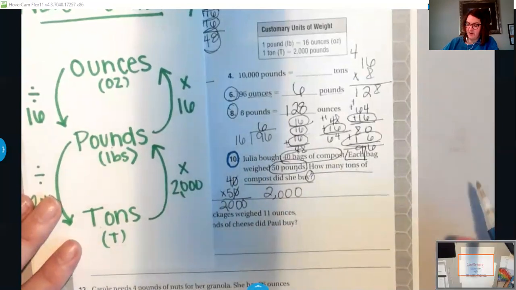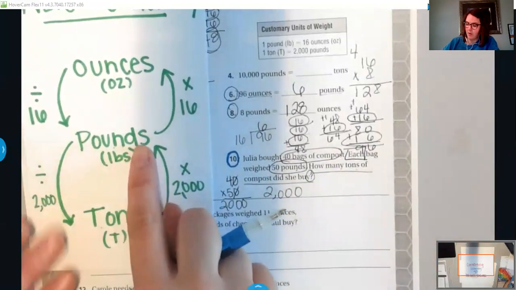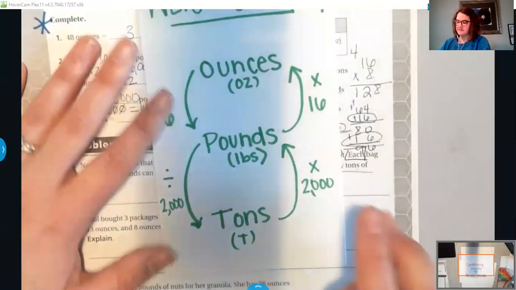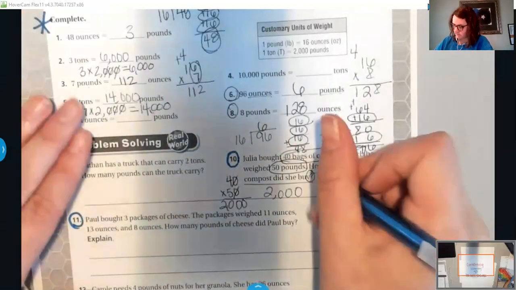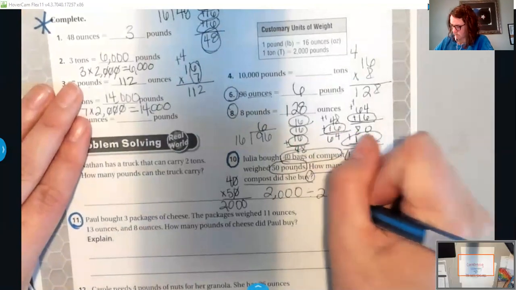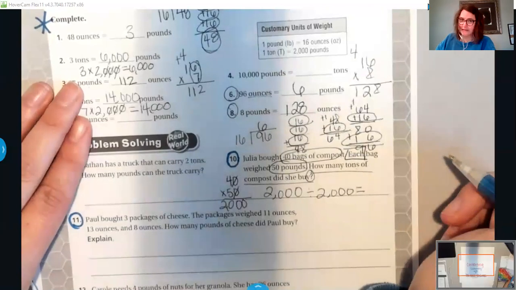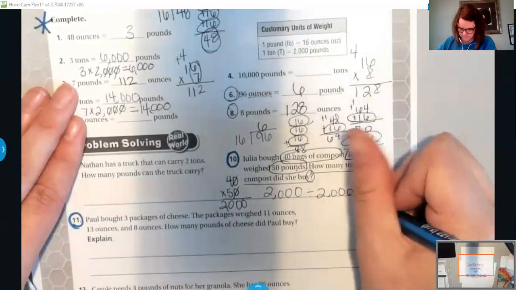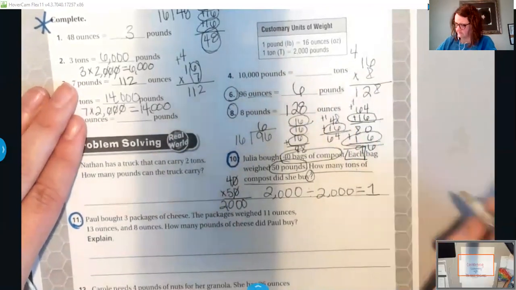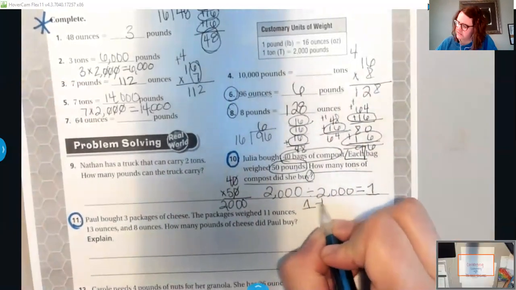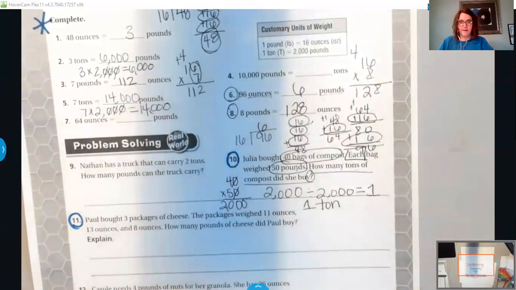I need to now see pounds to tons. I divide by 2,000. Any number divided by the same number equals 1. Therefore, Julia bought 1 ton of compost.